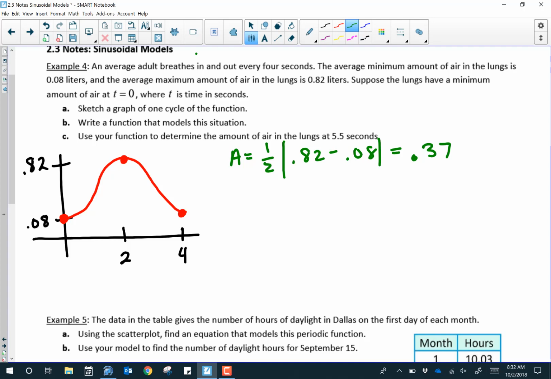Okay, then what would be the next natural thing to find once I find amplitude? The midline, or the D. And how do I find the D? Add the minimum to the amplitude. Correct. Take your minimum value and add the amplitude, or take your maximum value and subtract the amplitude. So you get a midline of 0.45. If you want to add that in there, you can. It did say to sketch a graph, so we want to keep all our information in there.